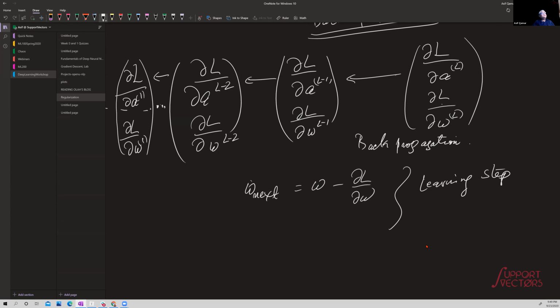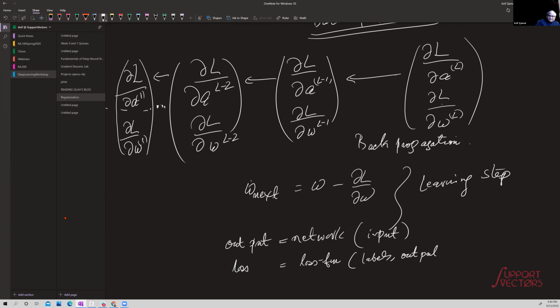The way it works, if you remember in the code we did, this was there in your quiz. What would you do? You take a network, you give it the input, it produces the prediction, the output. Then you say loss is equal to the loss function, in which you gave the labels and the outputs.